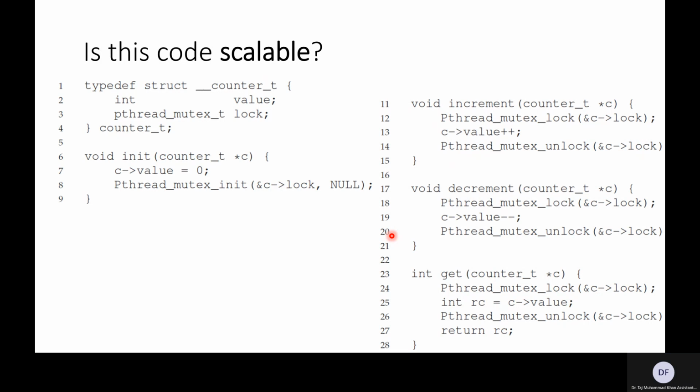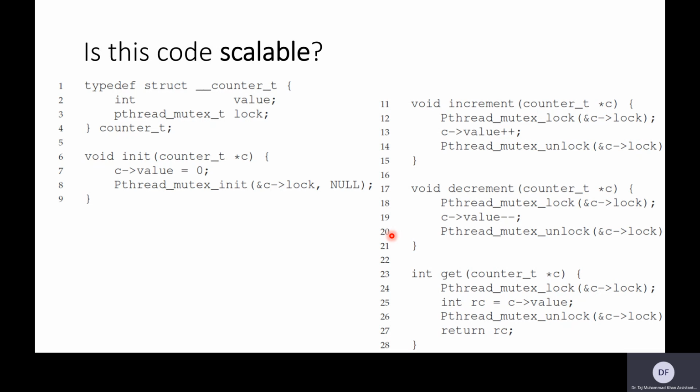So let's define two dimensions of this term scalable. One dimension: you have a code, you run it on a single core processor, and its performance is, let's say, X. You run it on a quad core processor, what's its performance now? You run it on a 100 core processor, what's its performance now? And you run it on a 1000 core processor, what's its performance now?